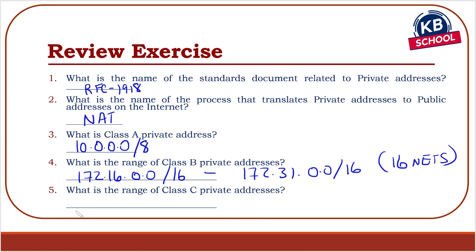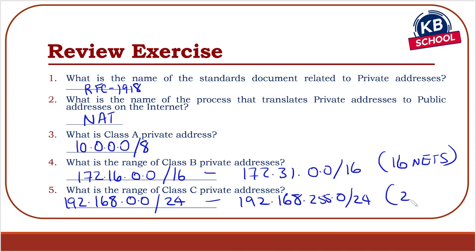In class C, the range of addresses starts with 192.168.0.0 as my first class C private address, and the last one in that range is 192.168.255.0/24, which is a total of 256 networks. So in class A, a single network, class B, 16, class C, 256 networks.